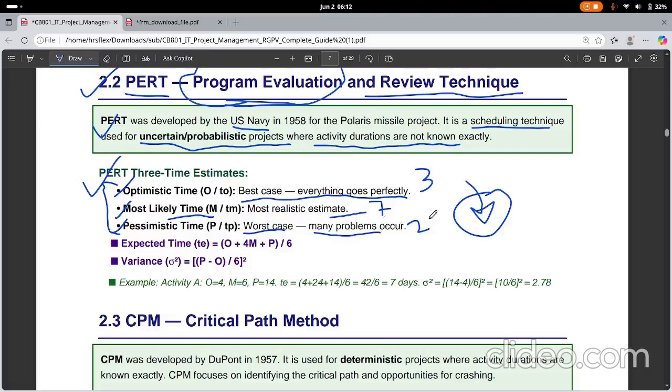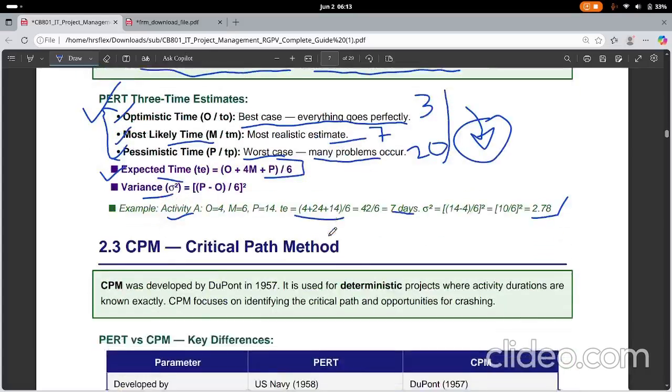Let's say 20 days. With these three, optimistic, most likely, and pessimistic time, you get the expected time, where expected time equals (O + 4M + P) / 6. You will also get the variance. This is an example that I showed you. Here you can get an expected time of 7 days and a variance of 2.78. This shows you the PERT technique, Program Evaluation and Review Technique, and what you can do with it.